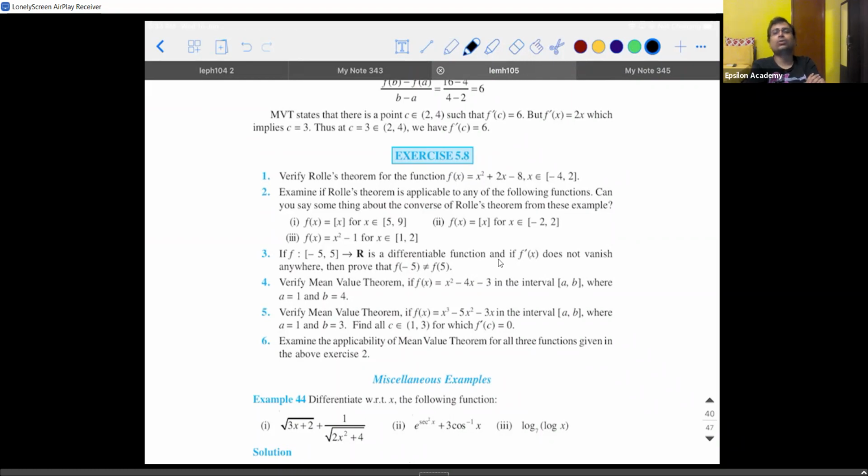X square plus 2x minus 8. So what is the answer, guys? What is the point C? It's very simple. Point C is minus 1. Are you people still doing it? Minus 1, correct. So minus 1 lies between minus 4 and 2. Hence, Rolle's theorem is verified.